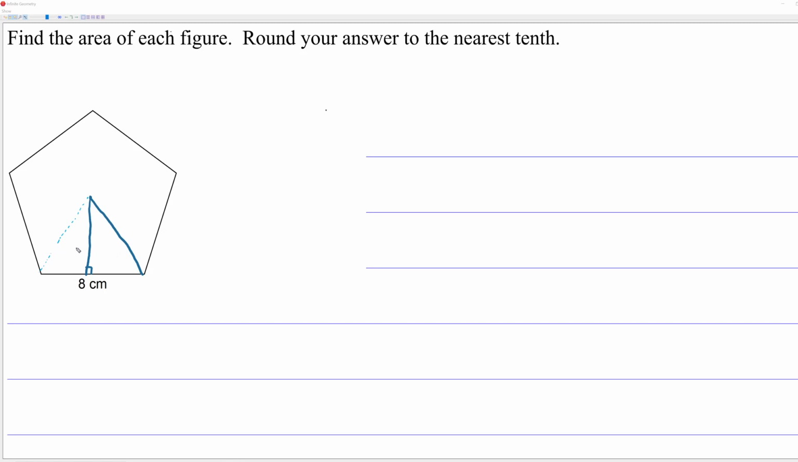Two of these right triangles will fill the bottom side, and then two more for this side, two more for this side, two more for this side, two more for this side. So, to fill up this five-sided shape, this pentagon, it's going to take 10 triangles. So if we had an octagon, it would take 16 triangles. If you had a decagon, it would take 20 of these triangles.